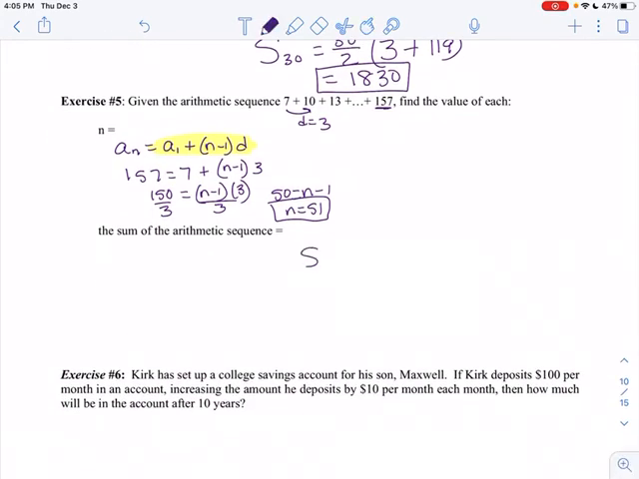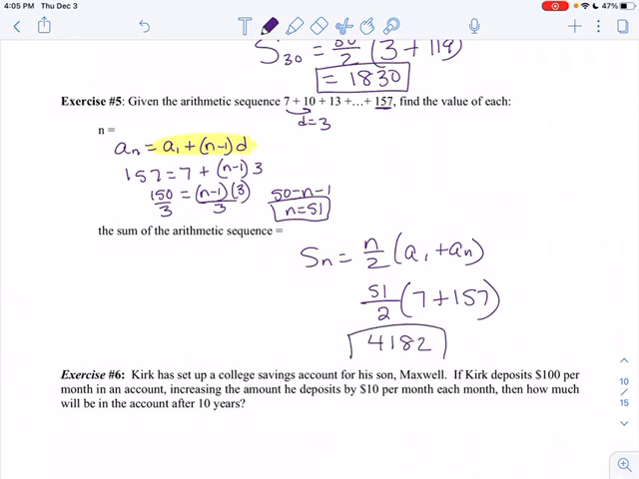So the sum of the sequence is n over 2 times a sub 1 plus a sub n. So 51 over 2, because now I know I have 51 terms, first term plus the last term. Okay, and that gives me 4,182. So you can see I'm just using these formulas to find whatever is missing. Before, I was missing the value of the last term. Here I had the value of the last term, but I didn't know how many terms there were.